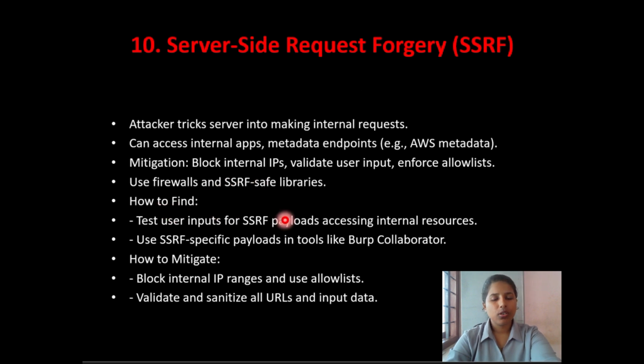So how can we detect or find it? Try a URL in an input field and see if it can make the server fetch internal IPs or URLs. And how to mitigate? We can block requests to internal IP ranges, use allow lists, sanitize user input, and use libraries that prevent SSRF.